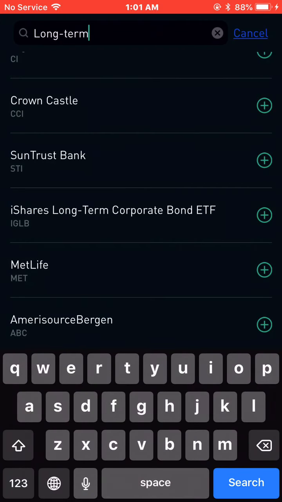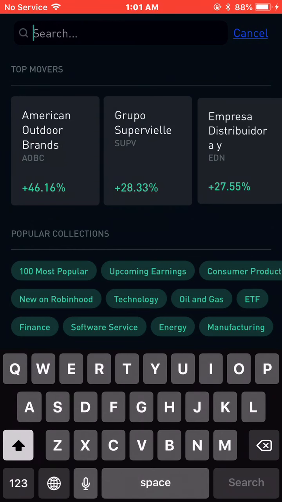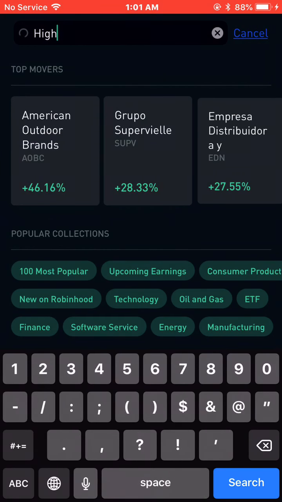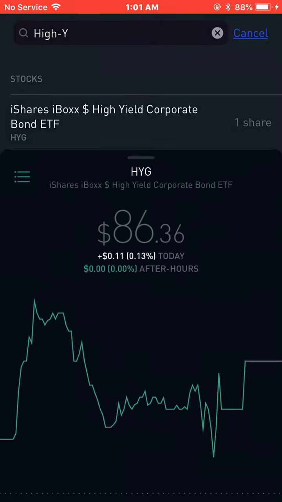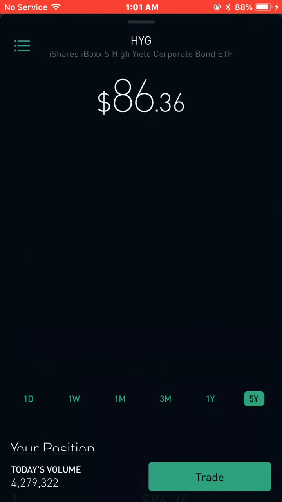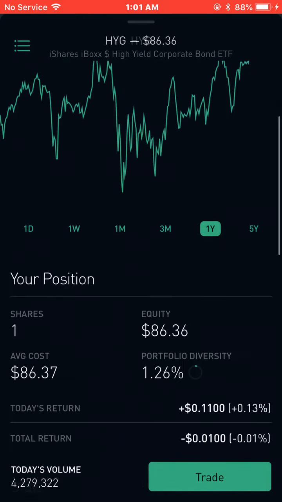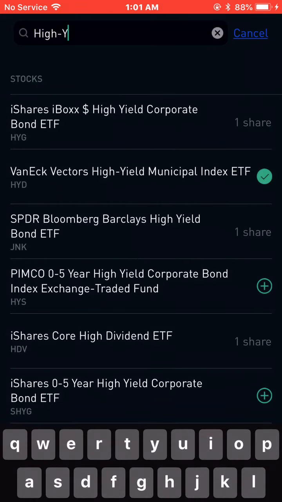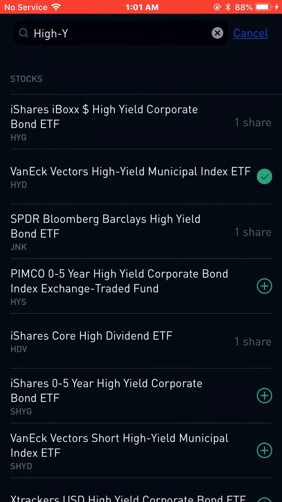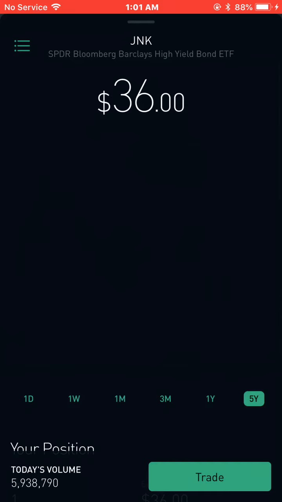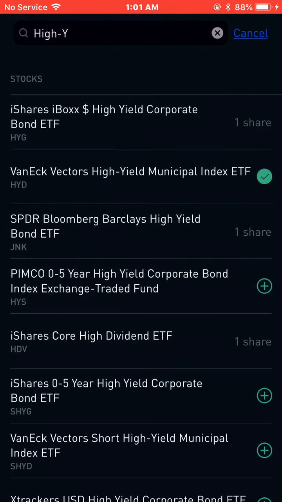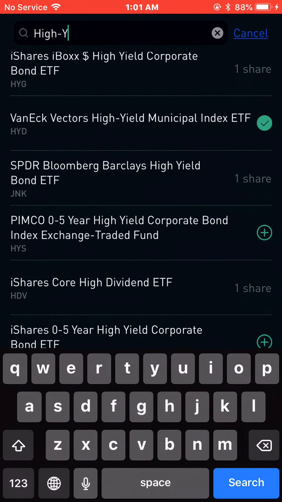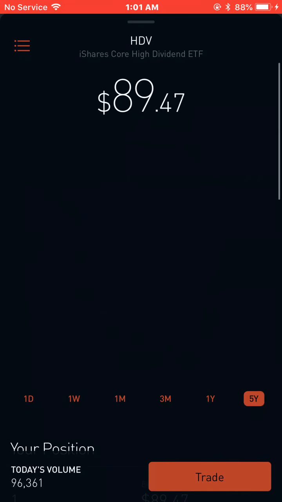So other than intermediate and long-term bonds, you can also look for high-yield bonds. These are a specific type, and you're gonna see, for example, this one I own. It's a high-yield corporate bond, and it has a 5.16 dividend yield. And this one, 5.93 return. I own that one as well. And I own this one, Core High Dividend ETF.